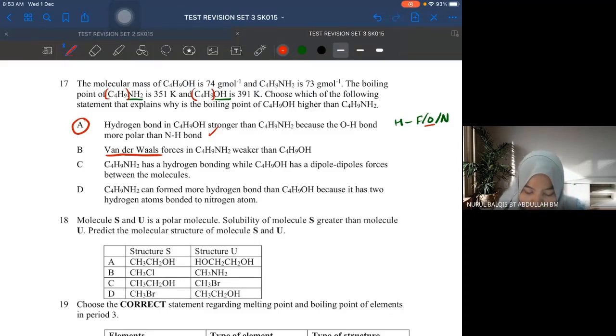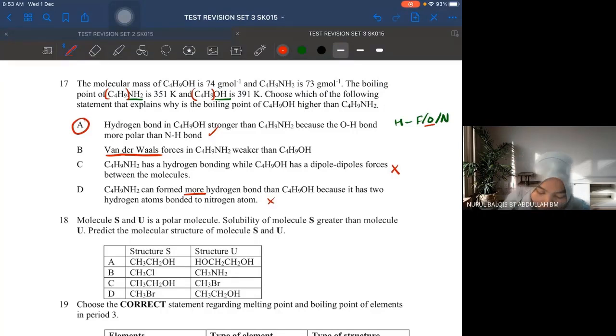And then C4H9NH2 has a hydrogen bonding while C4OH. Ni memang salah lah. And the last one, C4H9NH2 can form more hydrogen bonds. So memang salah yang ni. Sebab tu jawapan dia A.